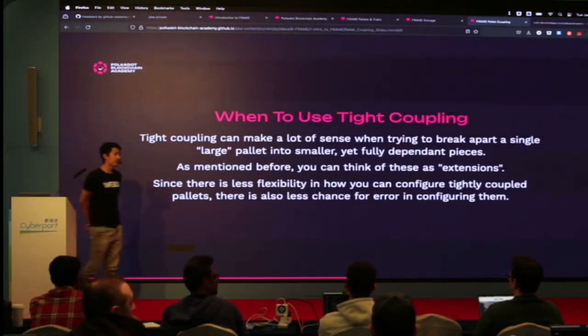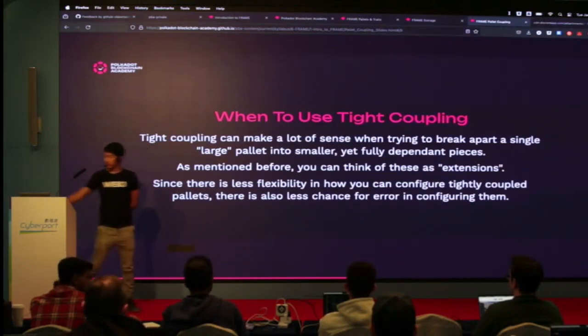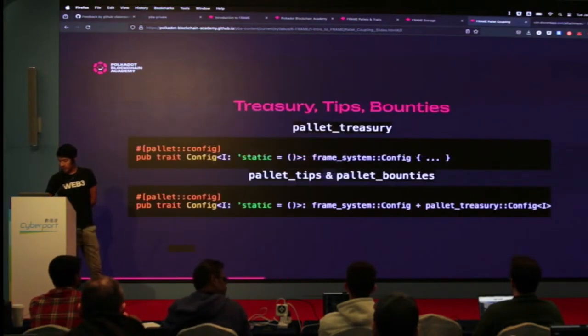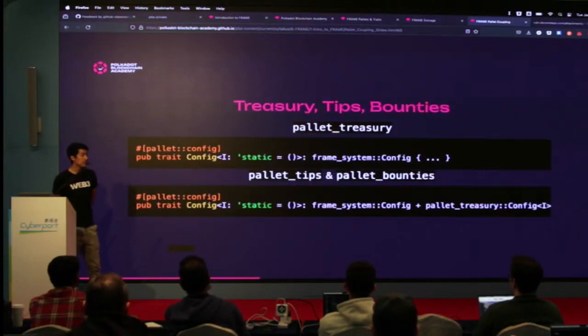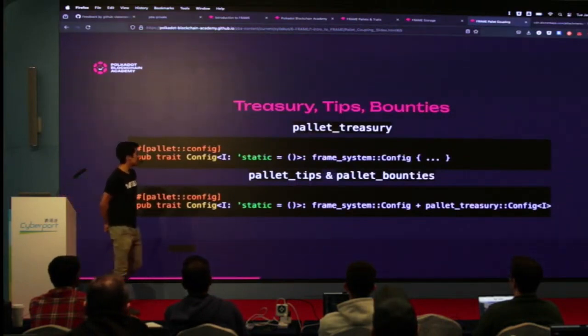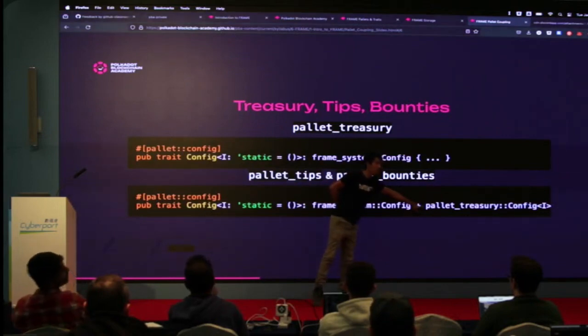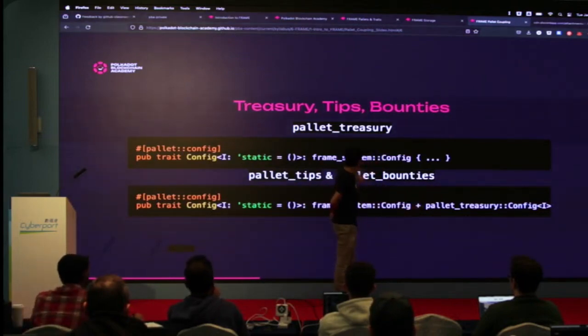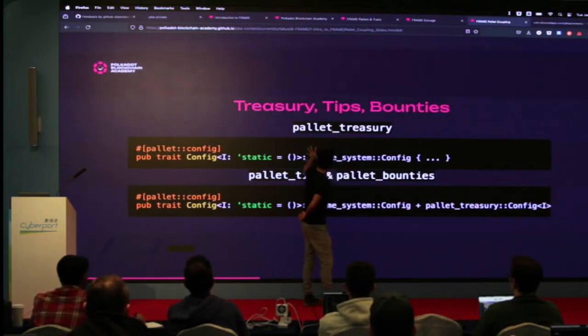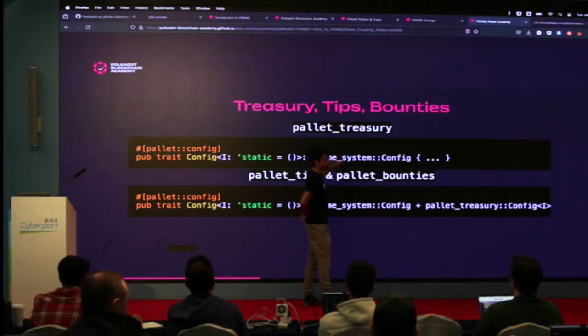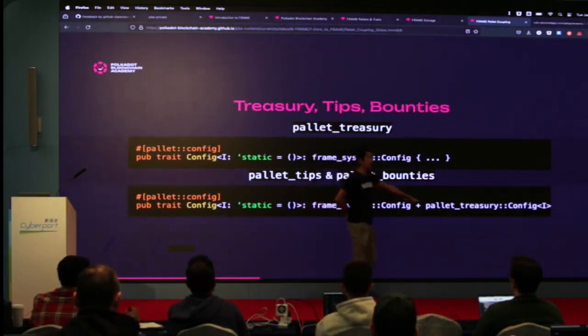Please. So I have a question. Can you go back to the 7th slide? So on this slide, we connected the pallet treasury using just frame system. Here we connected tips and bounties, right? So this is the code for Pallet Treasury, and it doesn't have any tight coupling, except for frame system, which everyone has. This is what the Pallet bounties and Pallet tips look like, and it is tightly coupled to Pallet Treasury.